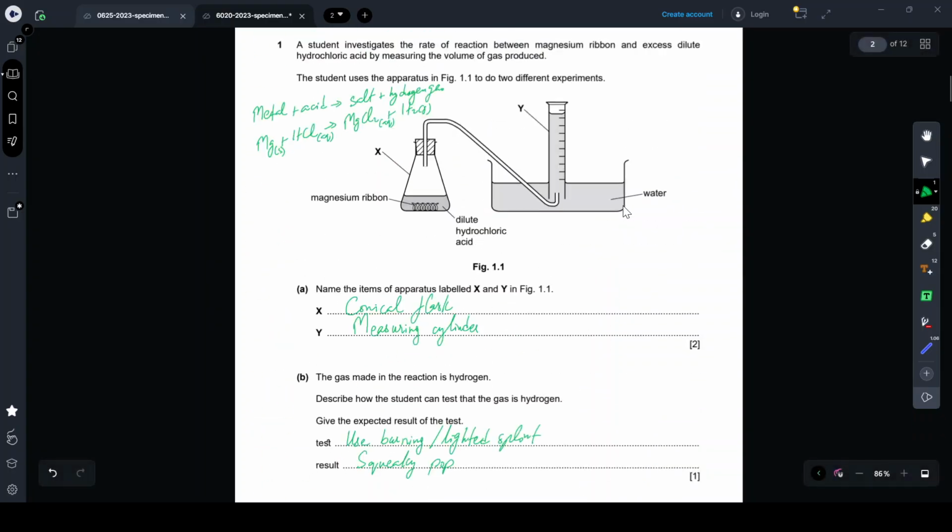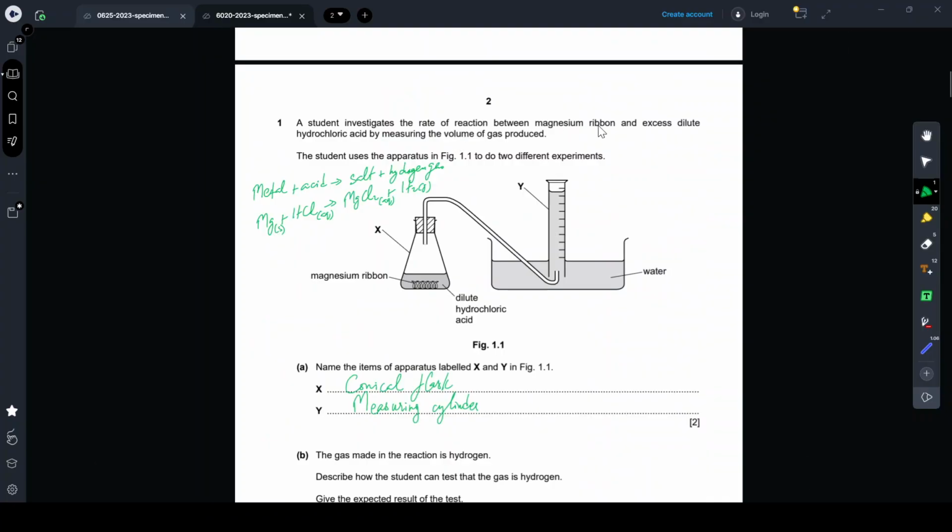Now, the point is, what do you have? You have magnesium ribbon and excess dilute hydrochloric acid. The hydrochloric acid was already in excess, so it was more than you needed. What does that mean? Can you explain that to me? At the end of the reaction, what will be left unused? Hydrochloric acid? Sobi, are you following? Yeah. The hydrochloric acid is in excess, so the hydrochloric acid will be left over.